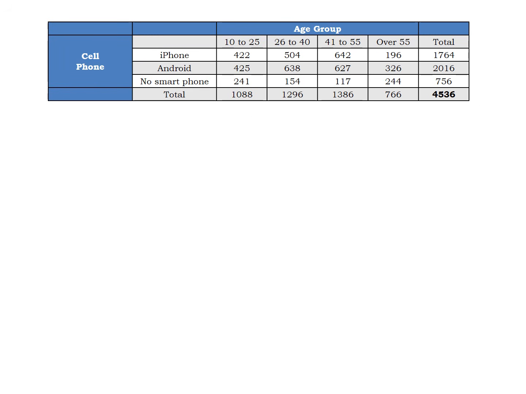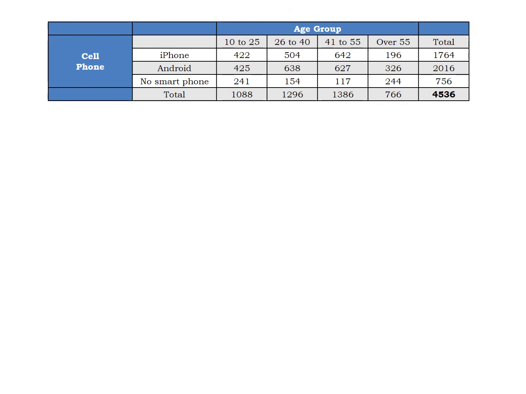Here we have what is known as a two-way or contingency table. Down the left-hand side, you see what kind of cell phone each person in our survey has. Some people owned an iPhone, and at the far right, you see the total number of people who owned an iPhone, 1,764. We have the number of people in our survey who owned an Android phone and the number of people who did not own a smartphone at all. Again, each row represents each type of phone, and at the far right, we have our totals.